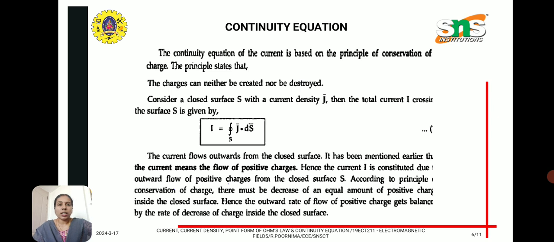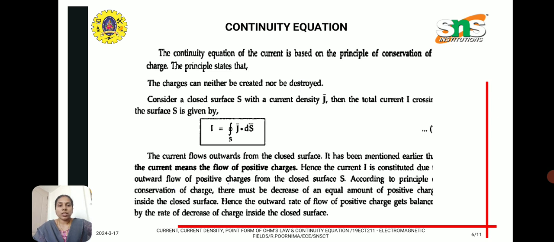Next we can see the continuity equation. The continuity equation of current is based on the principle of conservation of charge. The principle states that charges can neither be created nor be destroyed. We can derive it using the previous relation of current and current density. The total current I crossing the surface is given by I equal to the closed surface integral of J vector dot ds vector. This current flows outside from the closed surface. As mentioned earlier, current means the flow of positive charges. Hence the current I is constituted due to the outward flow of positive charges from the closed surface.